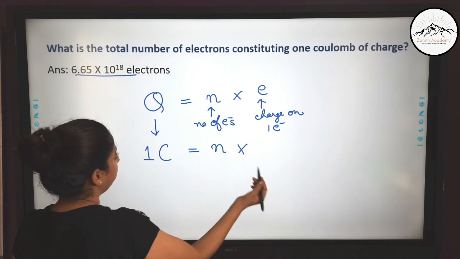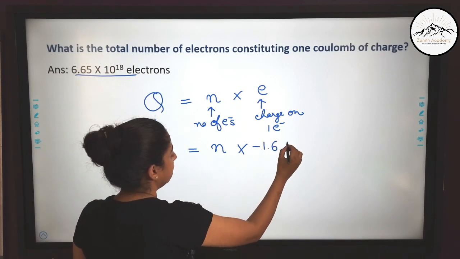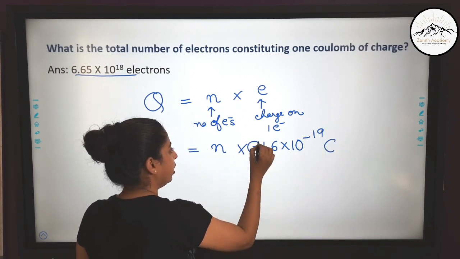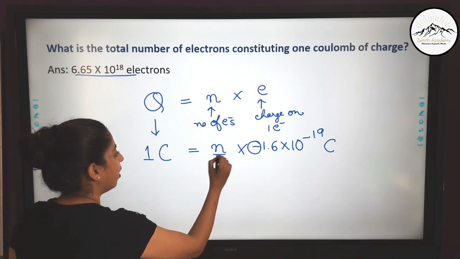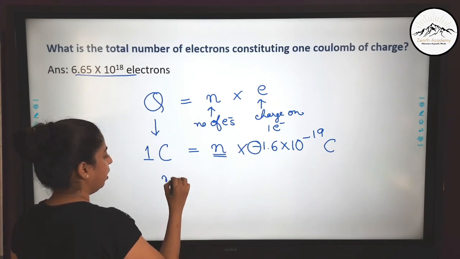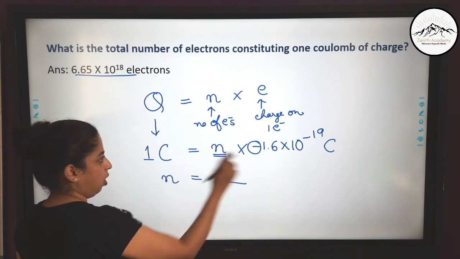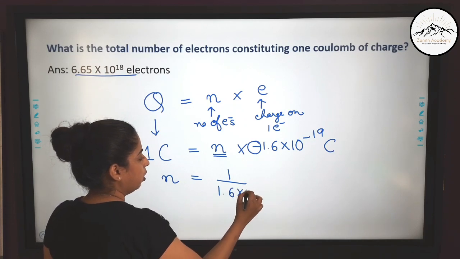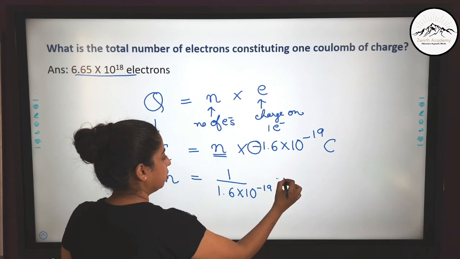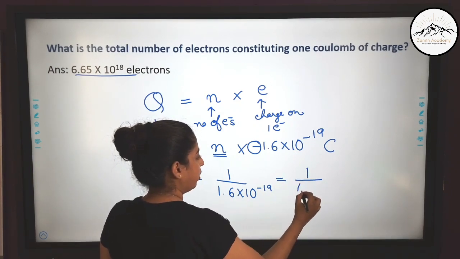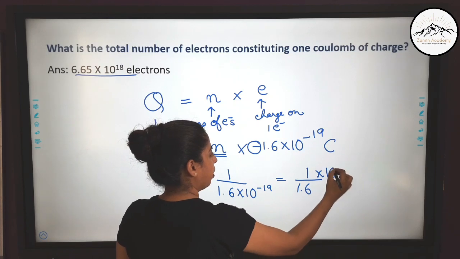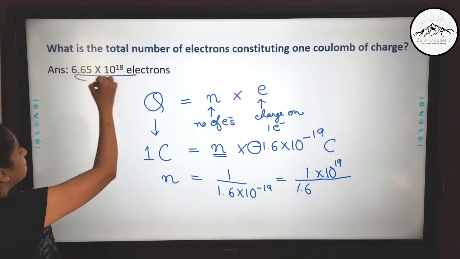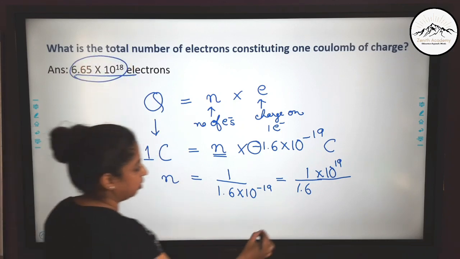We already know the charge on one electron is minus 1.6 into 10 raised to power minus 19 coulomb. This minus shows only that it is a negative charge. So for finding N, N is equal to 1 divided by this, so 1 divided by 1.6 into 10 raised to power minus 19. So we will write 1 upon 1.6 into 10 raised to power 19. The answer comes out to be 6.25 into 10 raised to power 18.